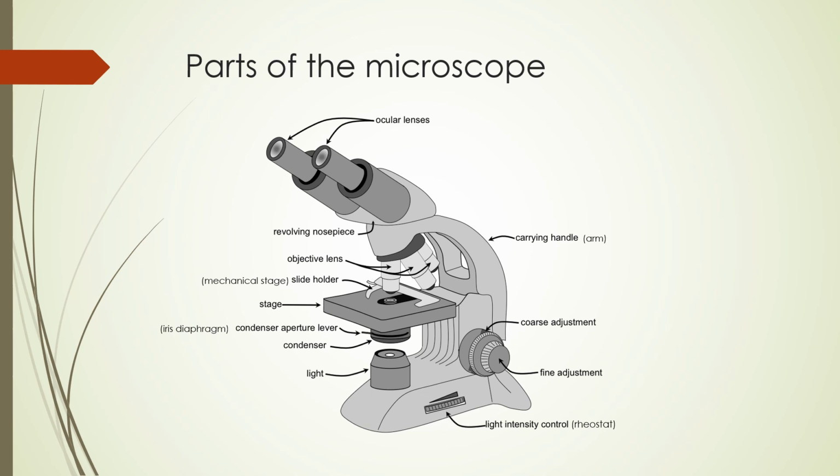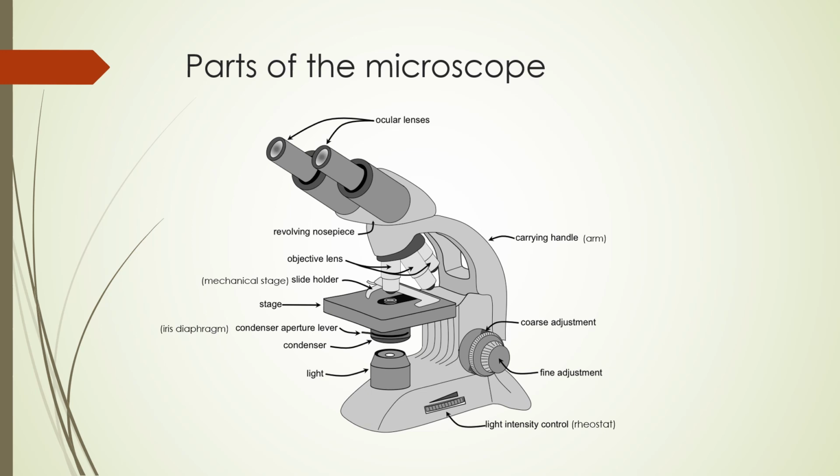Each one of these oculars will magnify a specimen 10 times. Below the ocular, we have the revolving nose piece that allows the head of the microscope to be revolved backwards and forwards. Underneath the revolving nose piece, we have the objective lenses. That's the most important part of the microscope.